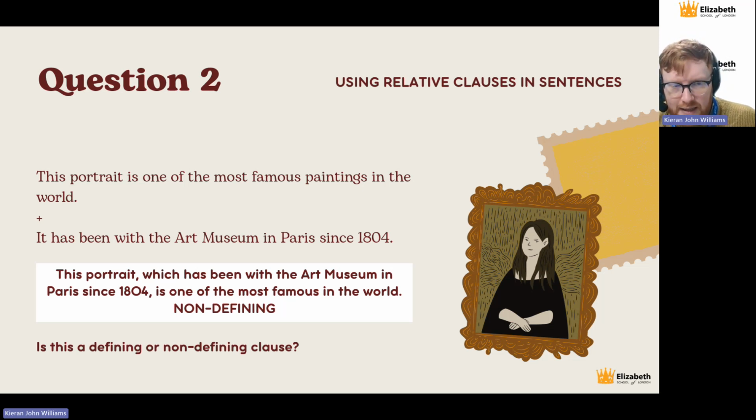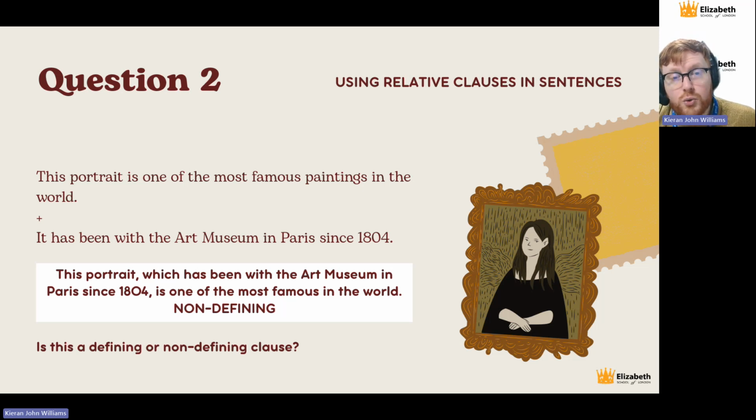First of all, it is in between commas, which has been the Art Museum, blah, blah, blah. Okay. Also, it only provides extra information about the sentence. Okay. We can remove it and it still makes sense. So that is how it is non-defining. Okay. So that is just as then trying to make sentences for ourselves.